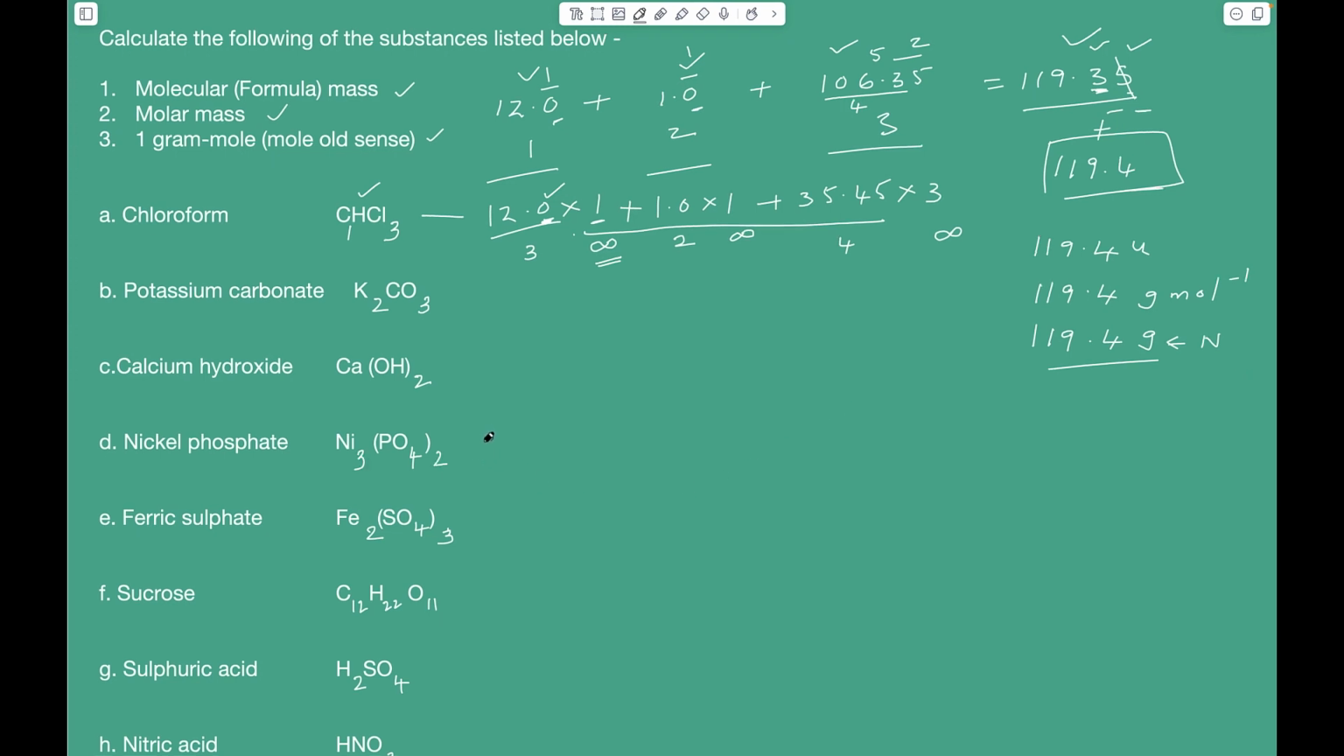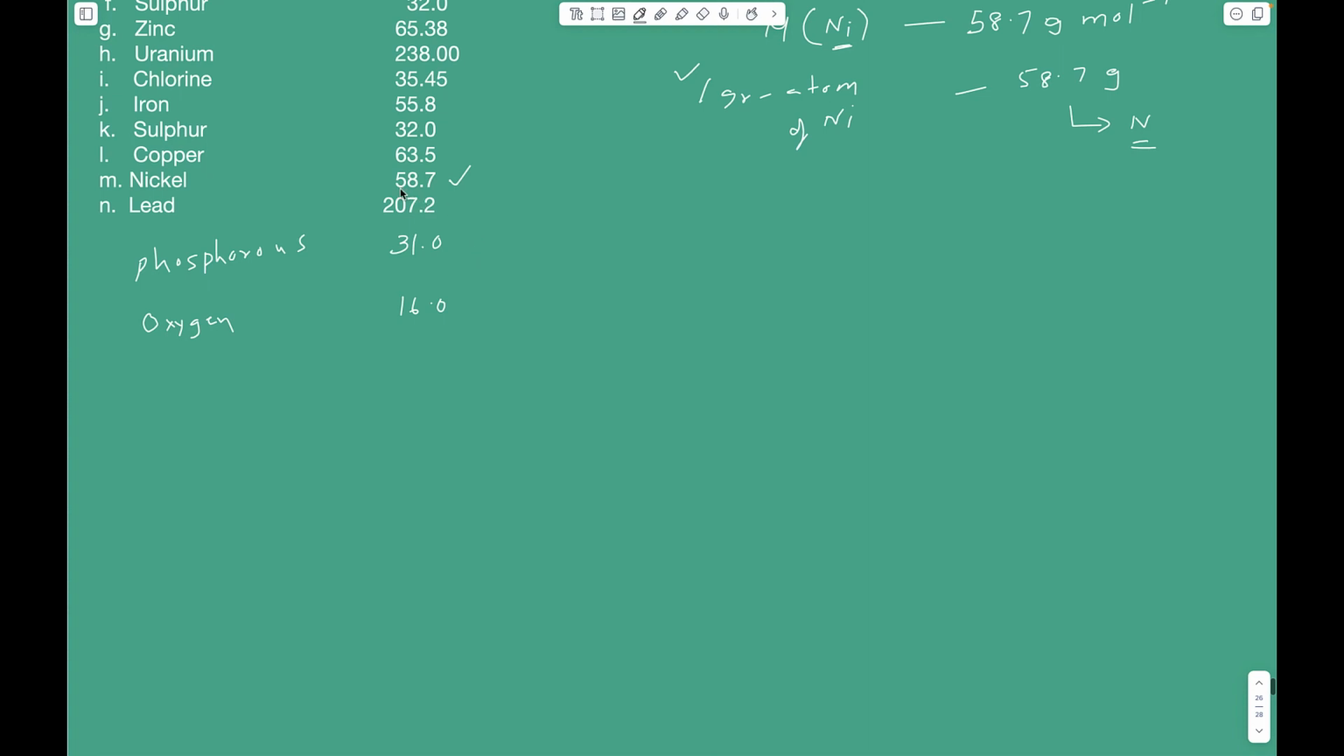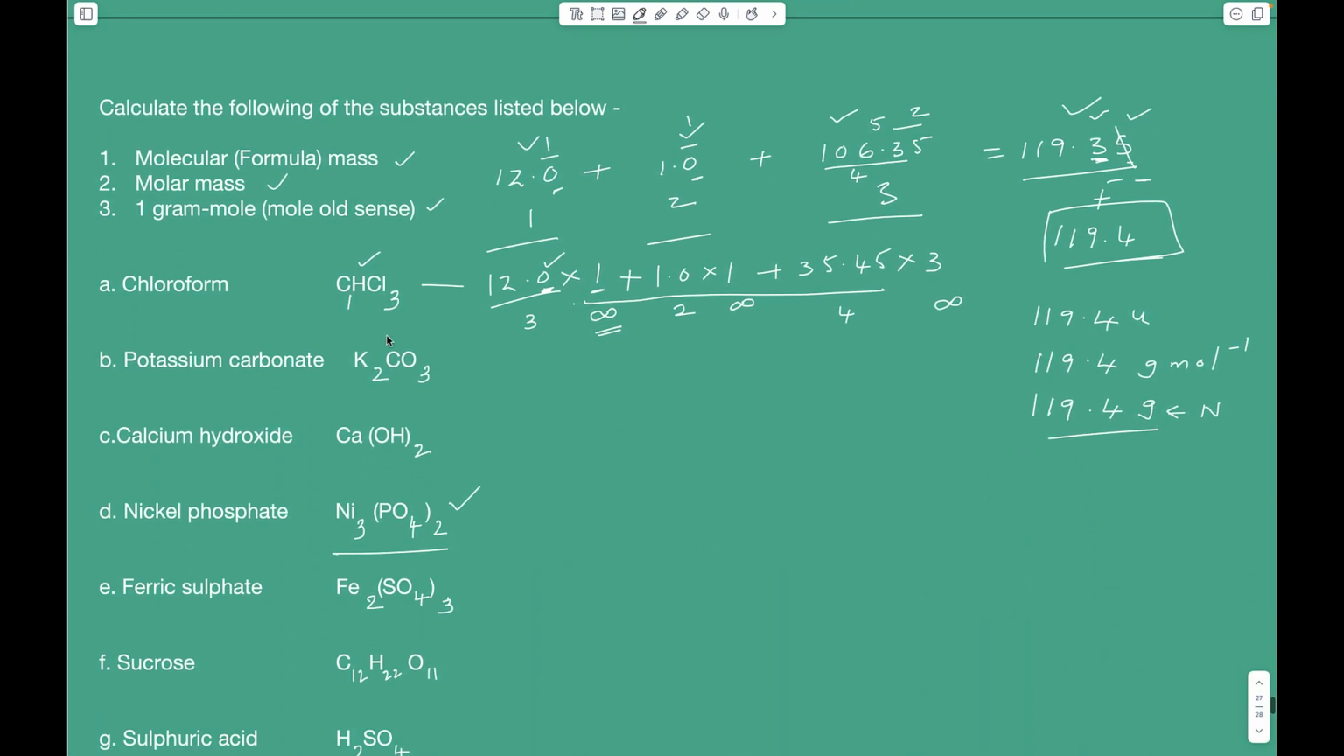Now let us work out another example. Let us pick nickel phosphate. It is an ionic compound and this is its formula unit. Then how do we calculate its formula weight or its relative formula mass? Same as before. And the atomic weight of nickel as listed here is 58.7, and that of phosphorus is 31.0, and that of oxygen is 16.0.